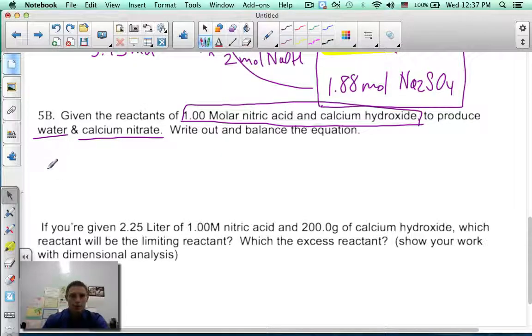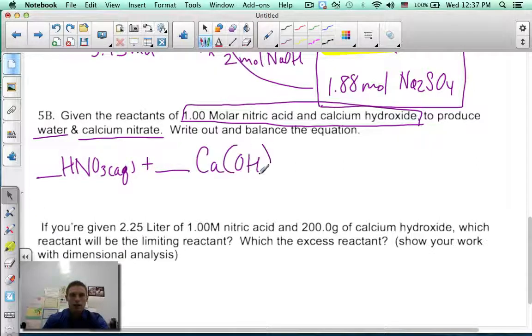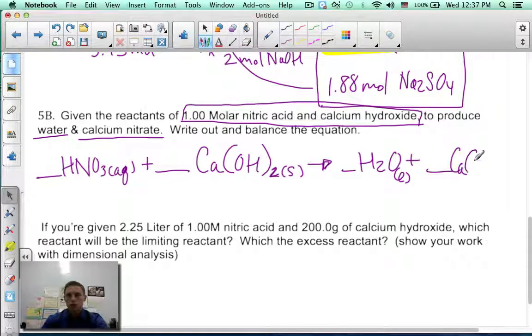Let's write out the reaction first. If I have nitric acid, it looks like this: nitrate ion with a hydrogen. Then if I have calcium and hydroxide, I did this earlier, it looks like this, and that's going to be a solid. Now if I mix that, I will get liquid water, and I will get calcium nitrate.